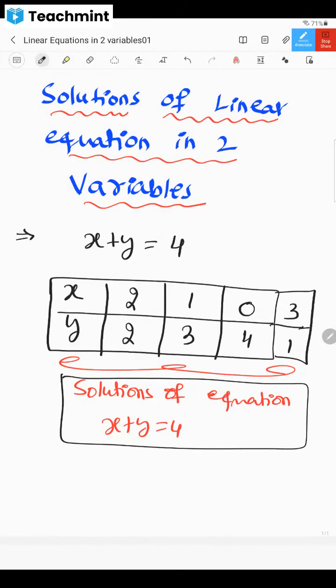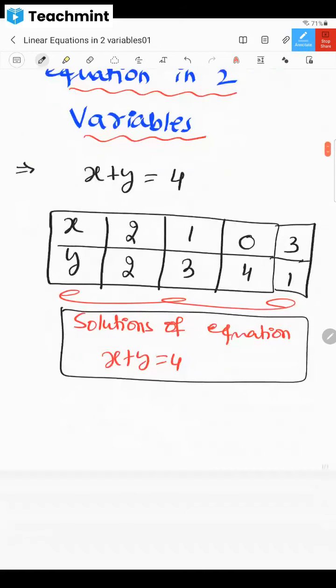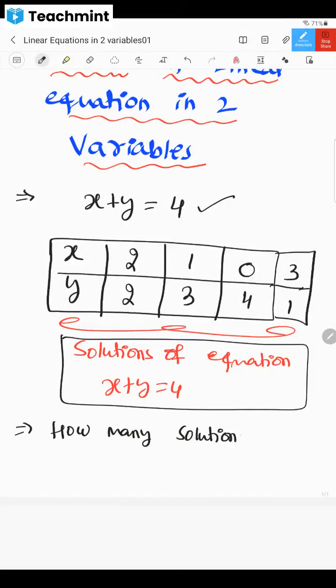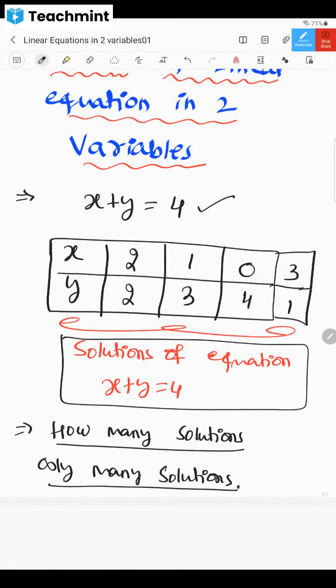Like that, how many solutions can there be for x plus y equal to 4? Infinitely many solutions. I'm going to have innumerable solutions like that. For example, if x is 4, then y is 0, because 4 plus 0 is 4. So I can have an infinite number of solutions, right?